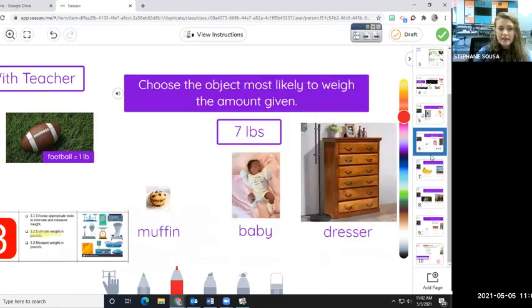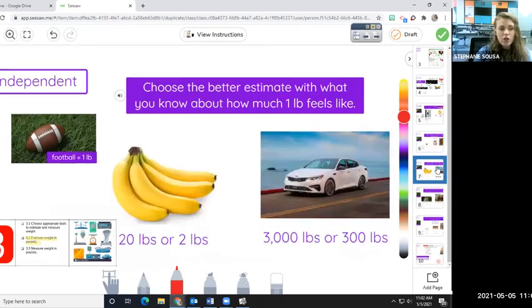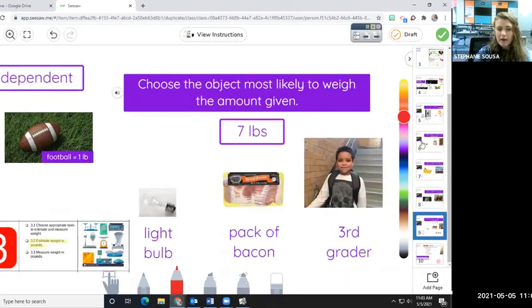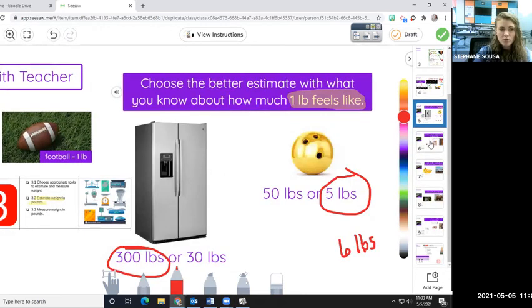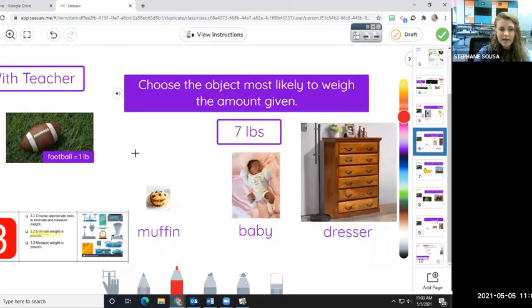This is your independent task today. Oh, we got one more. You're going to look at objects, and you're going to guess or estimate, is this closer to a larger amount of pounds or a smaller amount of pounds? Let's go ahead and send you guys into a breakout room to look at slide number 6.